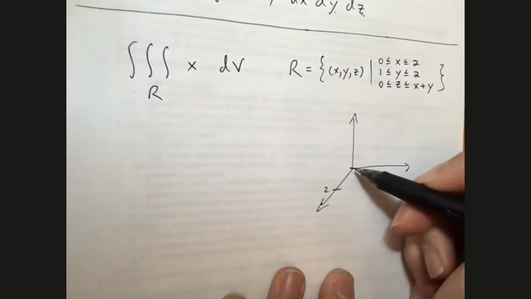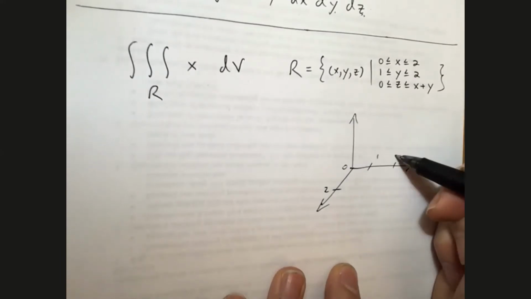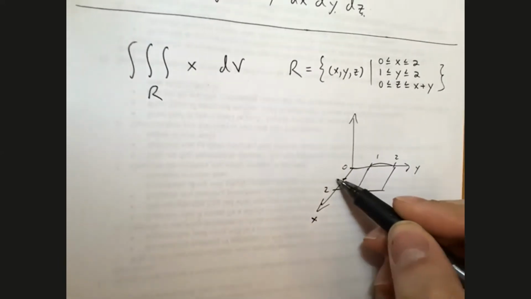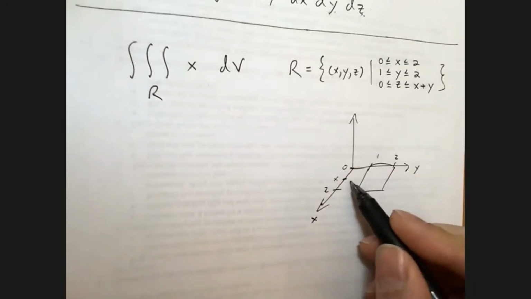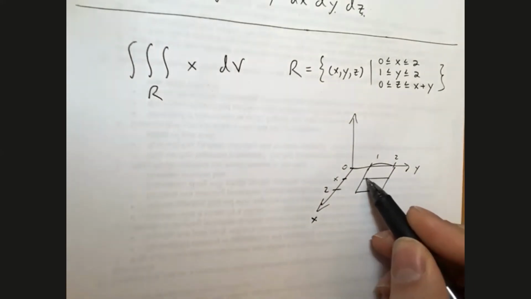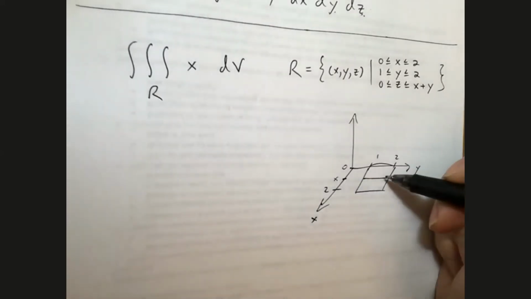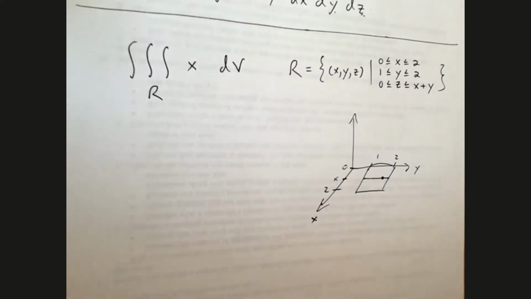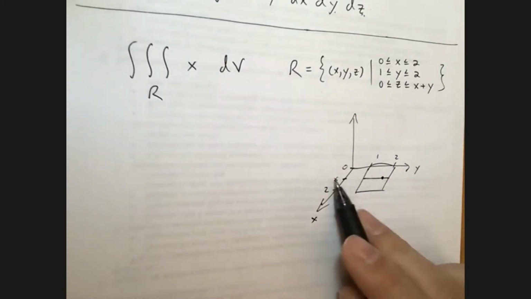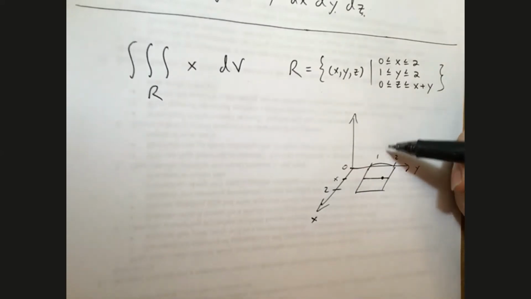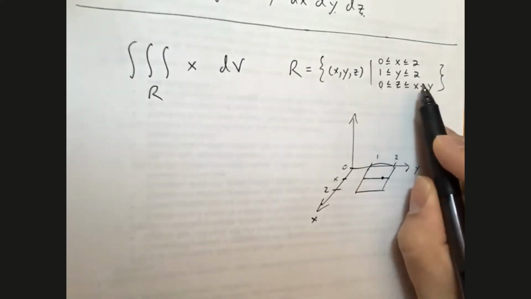So x is going from 0 to 2, y is going from 1 to 2. And so we have this rectangle in the xy plane. Okay, so if I fix an x, then I can position myself anywhere along this line inside that region by specifying a y. And then I've specified an x and a y. So for each x and y, I can now specify how much my z has to go up. So my z is going to go from 0 to x plus y.